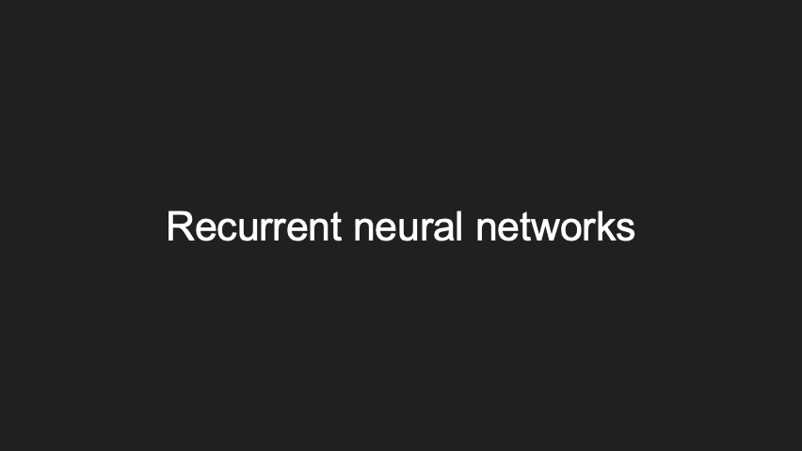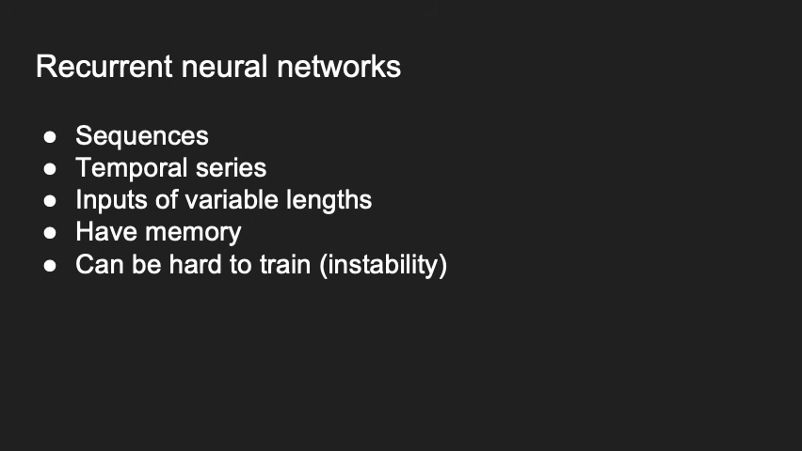We now move to recurrent neural networks. Recurrent neural networks, or RNNs for short, are typically used for sequences, temporal series, and inputs of different length. One of the main advantages of RNNs is that they keep a memory of the previous input, hidden states, or output, allowing them to tailor the output to the history of inputs received by the network. On the downside, RNNs can be trickier to train and could be subject to instabilities.